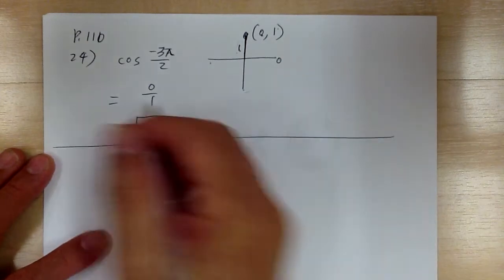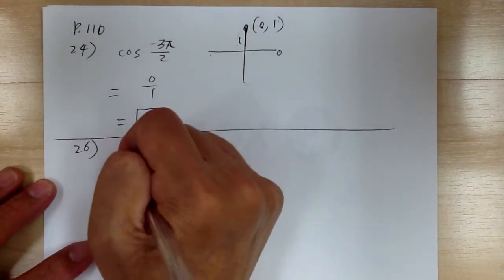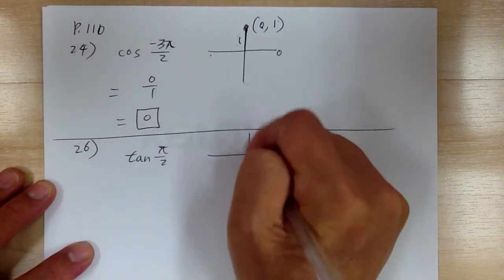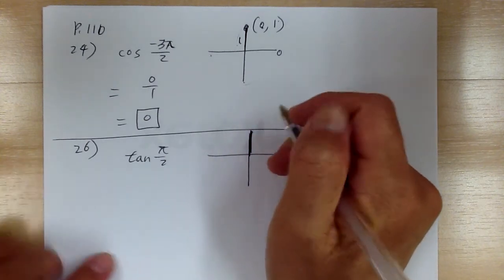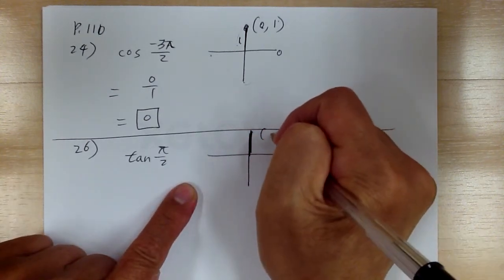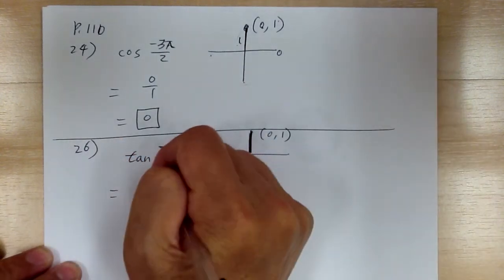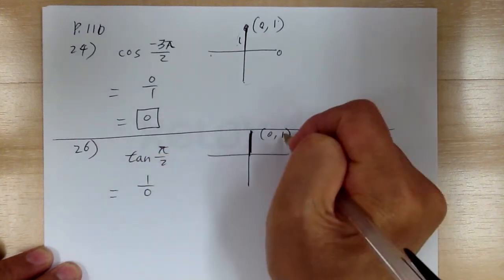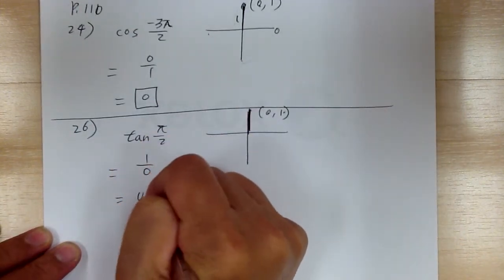Okay. Let's go to number 26. You have tangent of pi over 2. So pi over 2 is right over here. Again, write down your coordinates if it helps you think. Tangent is the slope, and slope is the y over the x. So that's 1 over 0, y over x, and therefore this is undefined.